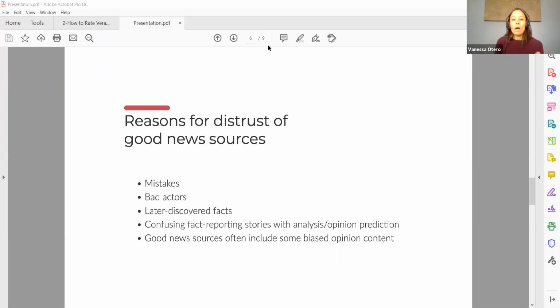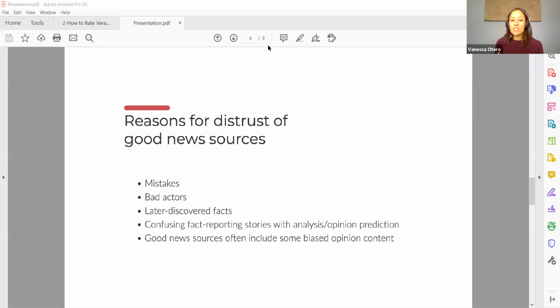There's also bad actors. So you can have people at good news sources that let their own personal bias inappropriately affect the reporting of their stories. They can do unethical things. They can plagiarize. That's another example.